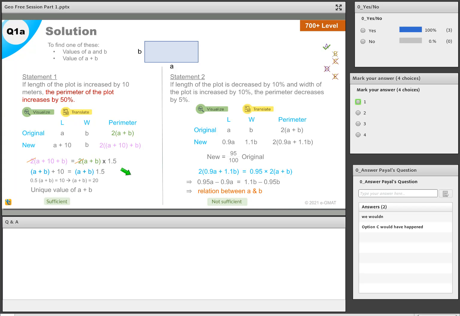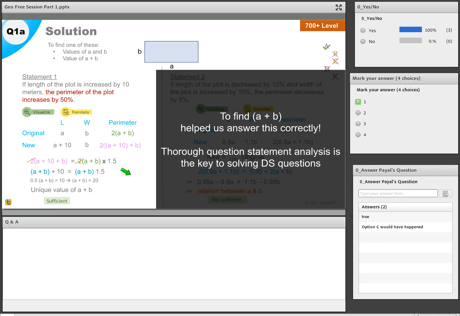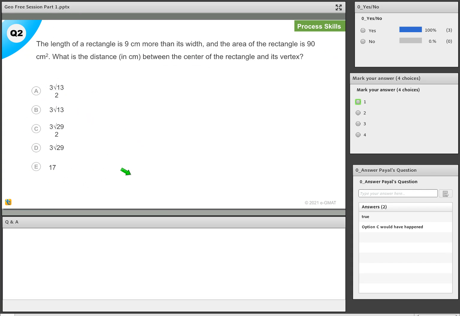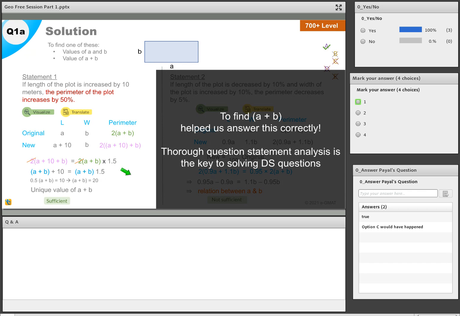And data sufficiency questions are not necessarily difficult. It's just that you need to utilize a step-by-step method to solve those questions. You need to apply those process skills in the context of data sufficiency questions. If you fail to draw appropriate inferences while doing question statement analysis, you will end up faltering, as would have happened with this question here. There's nothing new that you need to do, really. You just continue to apply the process skills.